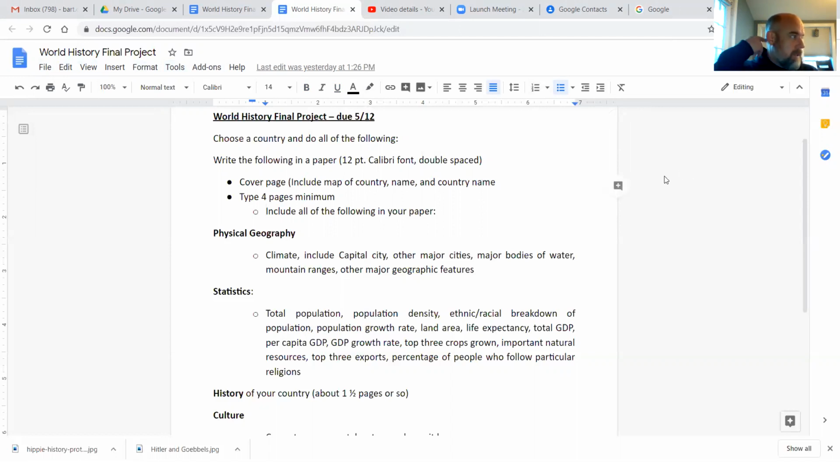Now, let me give you a little warning. If you choose some really obscure country that hardly anybody's heard about and there's not a lot about, you're going to have a hard time writing a 4-page paper. So choose a country that's got something you're interested in, something you would want to cover.